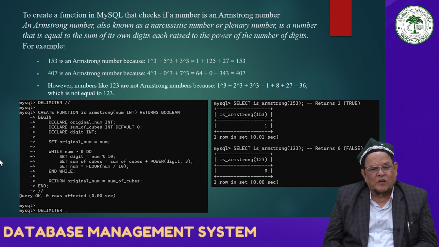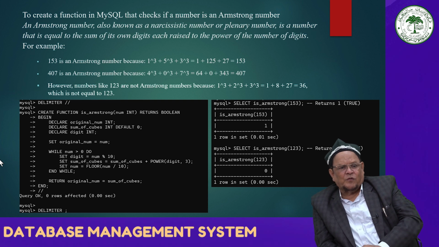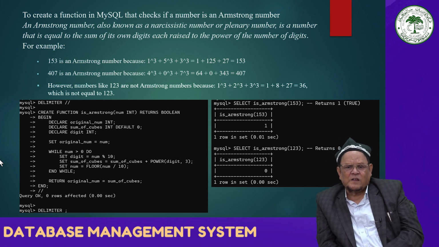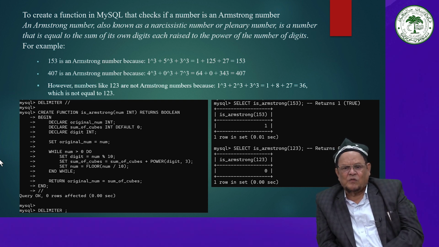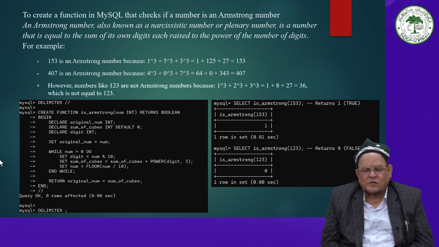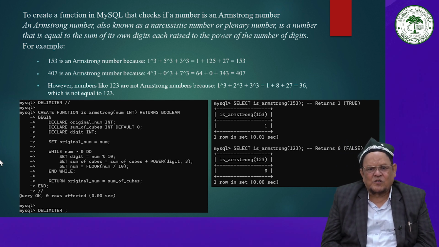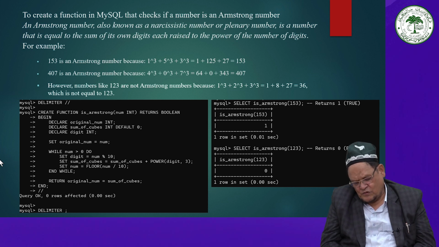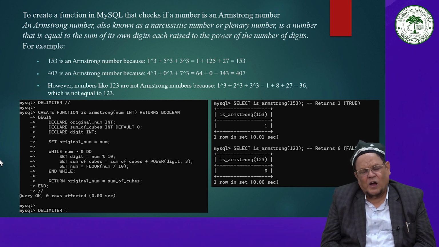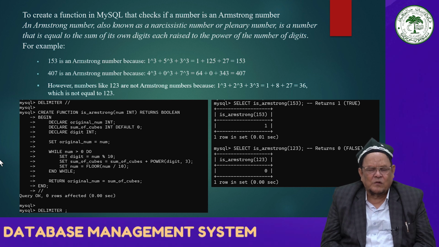Then, to call it, you write SELECT is_armstrong(153), which returns 1. If you SELECT is_armstrong(123), the return value is 0. In this way, I hope you are able to understand how to write a function and how very useful a function is.